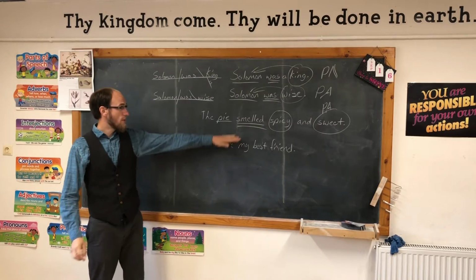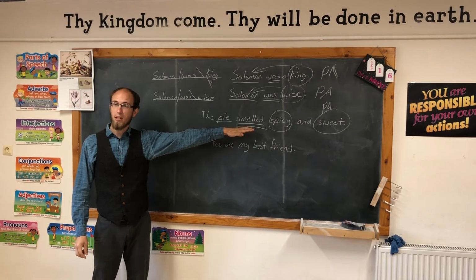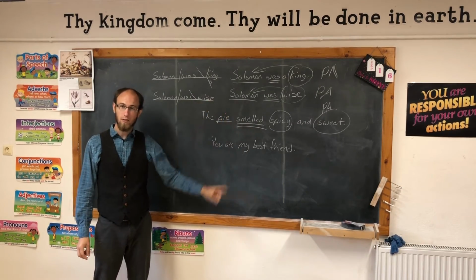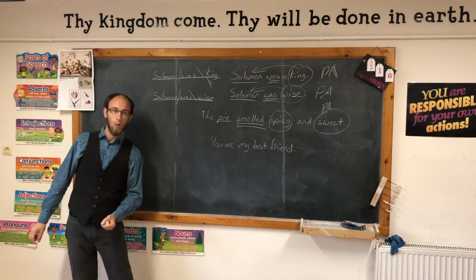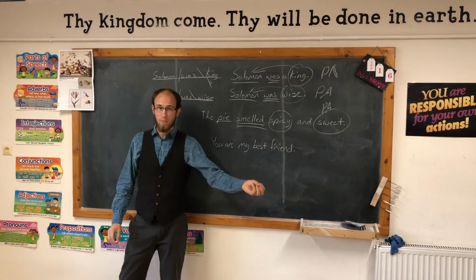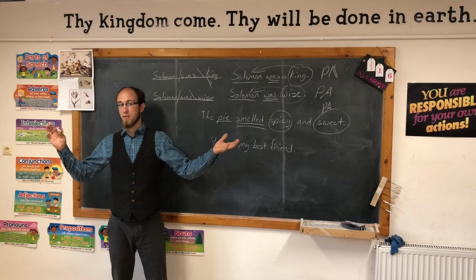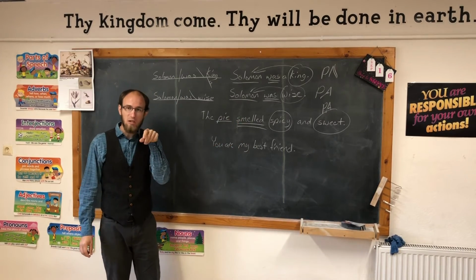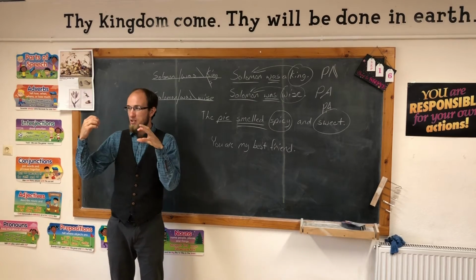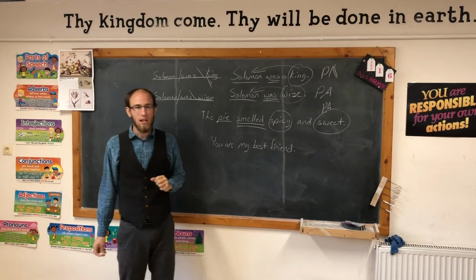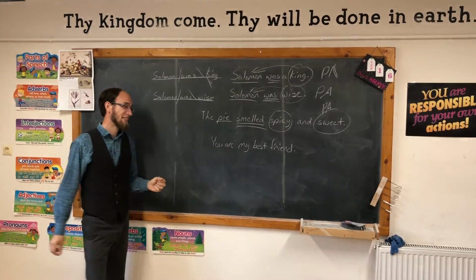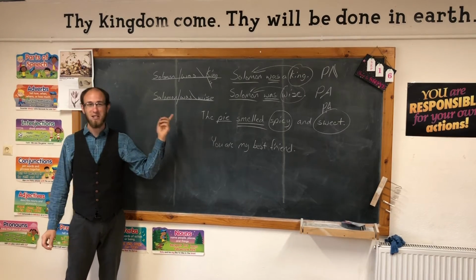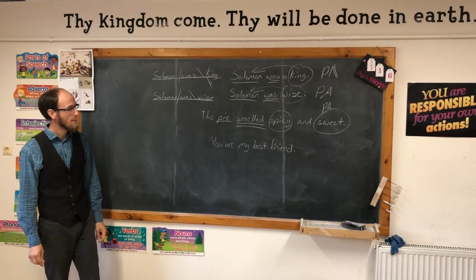Now, notice that this verb is one of those sometimes linking verbs. But we can tell it's a linking verb because we can pull it out and put in was. The pie was spicy and sweet. That makes sense. And if it were an action verb, you would have the pie smelling. You're sweet and spicy and the pie is smelling them, seeing how they smell.